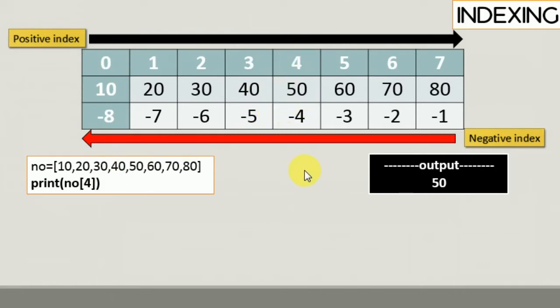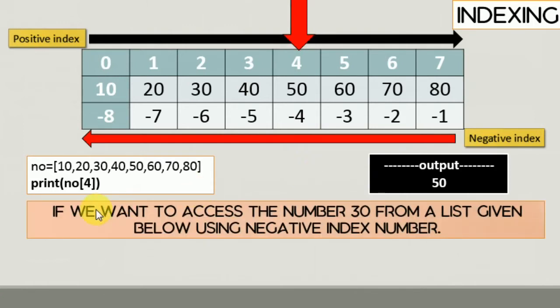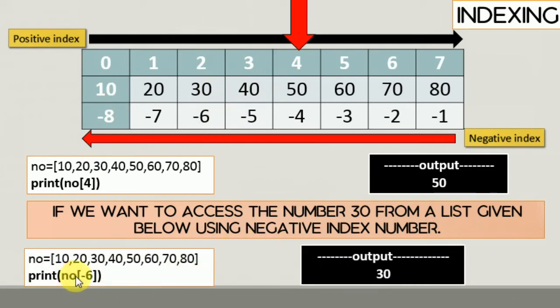If I am going to access this value in negative, means if you want to access the number 30, where is that 30? Here it is, and we need to access this value, but now in negative. So where is it? -6. So when we write down the line with -6, it will access that 30 from here.